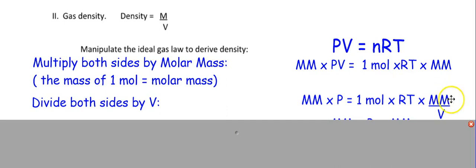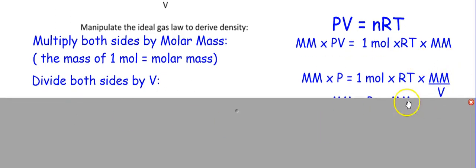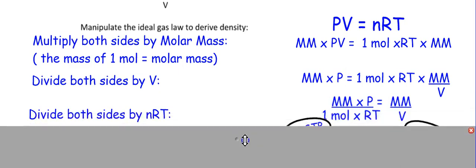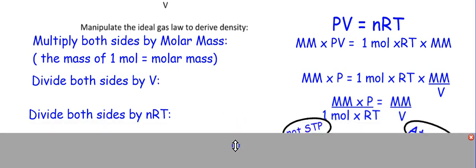So I have molar mass times pressure is equal to 1 mole times RT times molar mass divided by V. All right, so now what? Well, I think I need to get mass and volume by itself, so why don't I divide both sides by RT? Okay, so the molar mass times pressure divided by 1 mole times RT is a molar mass divided by volume.